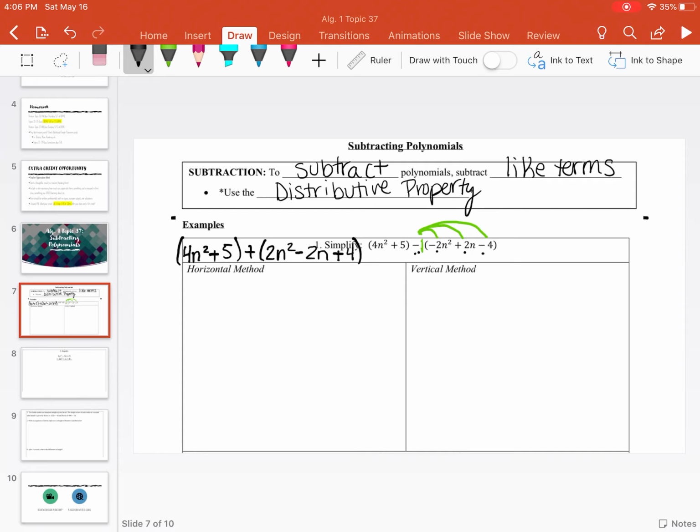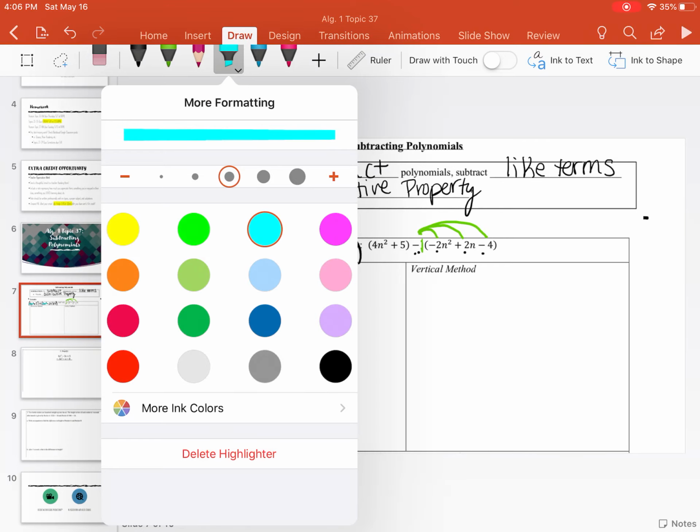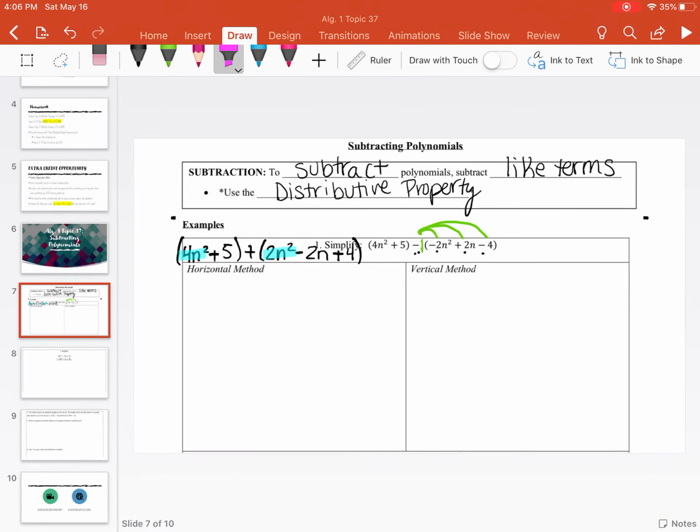So what I'd like to do before I go into simplifying is identify my like terms. Like terms, as a reminder, have the same variable raised to the same power, or the same exponent. So we have 4n squared and 2n squared. Then we also have a negative 2n. And then we have positive 5 and positive 4, our constants.